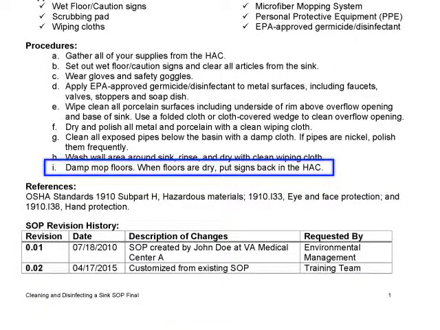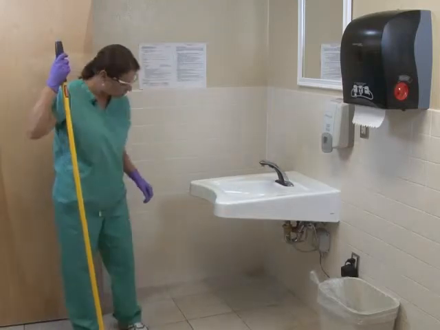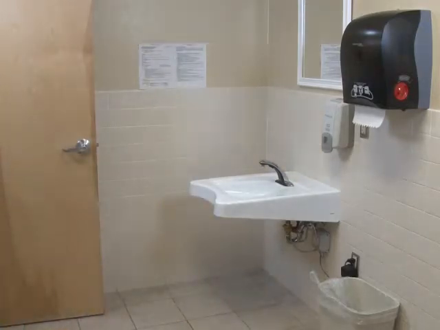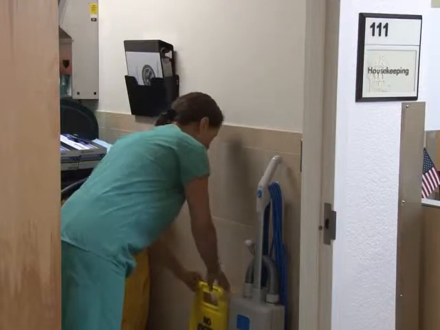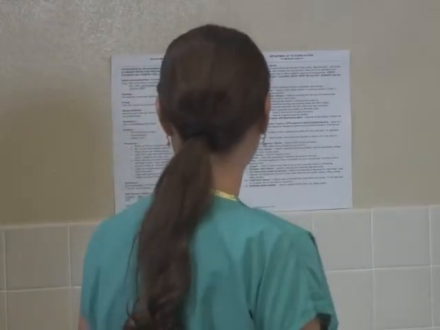Step I of the procedure displays. Damp mop floors. When floors are dry, put signs back in the HAC. Marissa finishes mopping the floors and puts the caution signs in the HAC. Since we've mopped the floors and they are now dry, we can safely put the caution sign away. Marissa puts the caution signs away and returns to the SOP posted on the room wall.